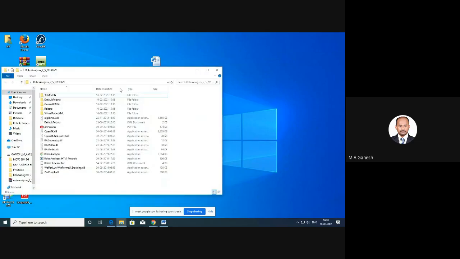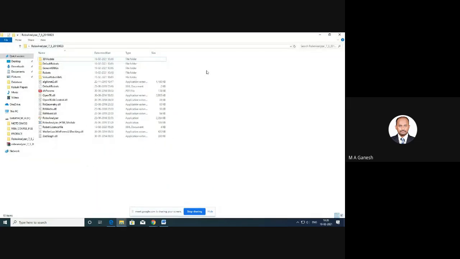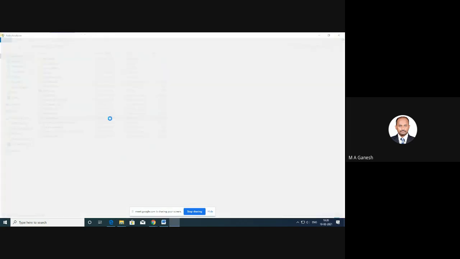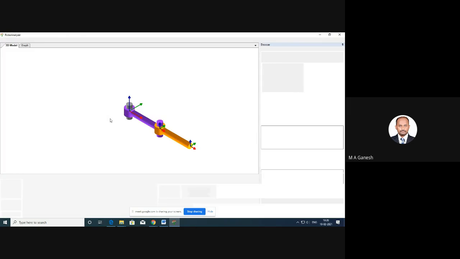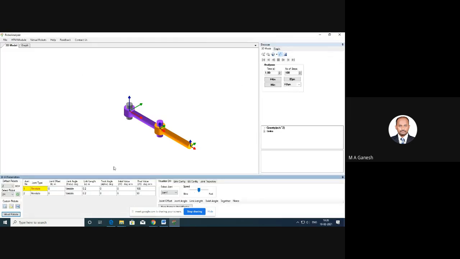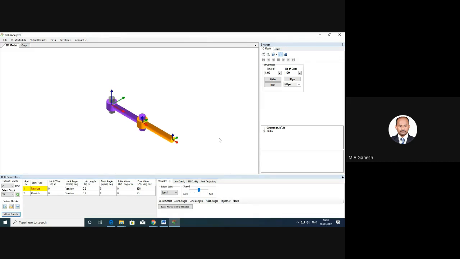This is the software which we have. This is a RoboAnalyser icon which you can see here. When you click that, you'll get a screen. So this is where you have to visualize. First thing you have to see is what the DH parameters are in this table.